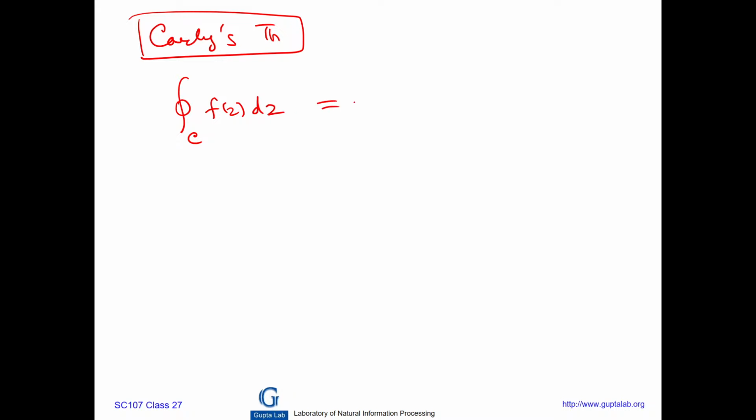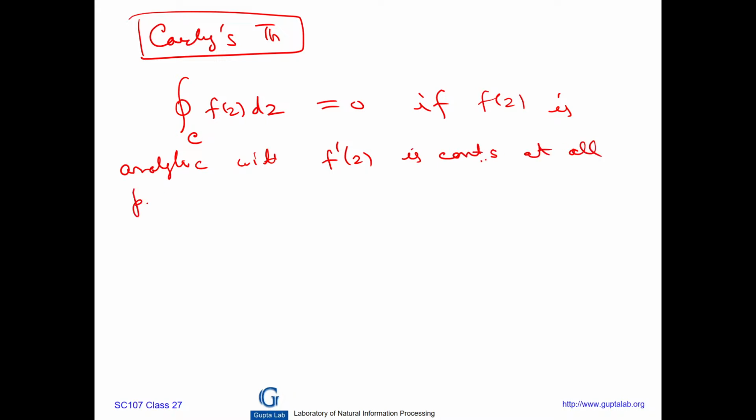Okay, now we are ready to describe the main result, which is known as Cauchy's theorem. Cauchy was able to show this result, that the integration along a simple closed curve C of f of z dz is 0 if f of z is analytic, with derivative f dash of z continuous at all points inside and on a simple closed curve C.